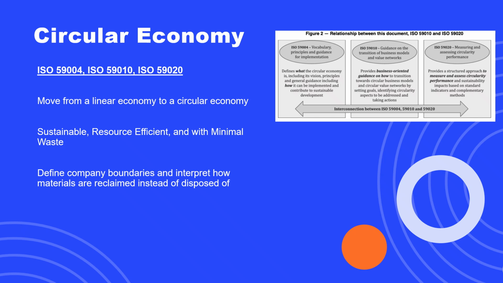The next group refers to the circular economy, including ISO 59004, 59010, and 59020. These documents all refer to the concept of a circular economy rather than a linear economy, and help business owners and managers with the transition from one to the other. The goal is to be sustainable, resource efficient, and to minimize the amount of waste you produce. These help companies to define their boundaries, such as where they take responsibility and where it is another company's responsibility, how they reclaim their materials and divert them from being disposed of improperly.